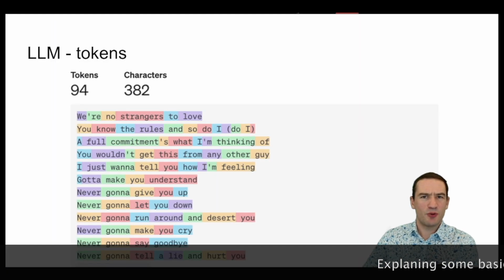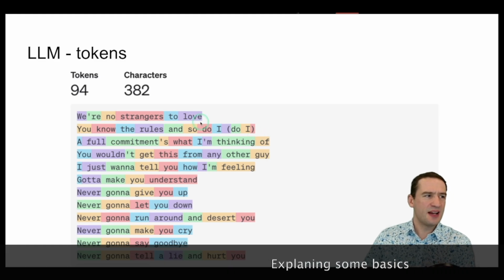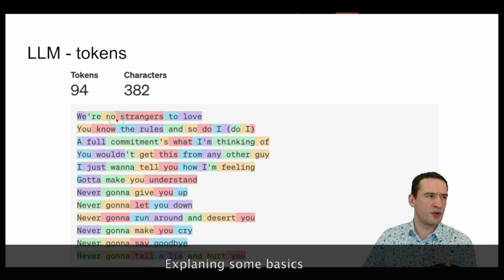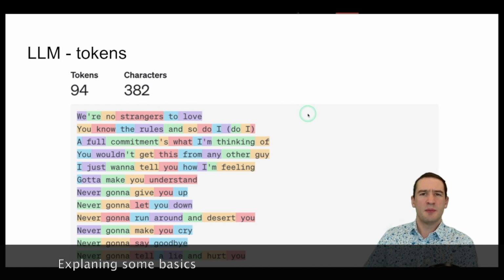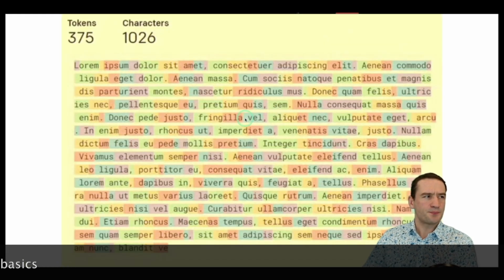Before I can elaborate, I need to explain to you what tokens are. This is a text that you see here that has been tokenized. And here the tokens are equivalent to words. We're no strangers to love, and you see each of the words is one token. But the tokenizers that are more used these days with the large language models are similar to this one, where you see that a token contains approximately 4 letters or 1 syllable.